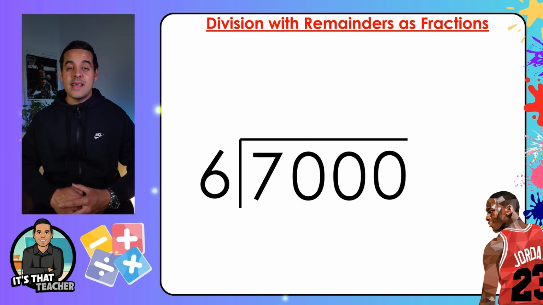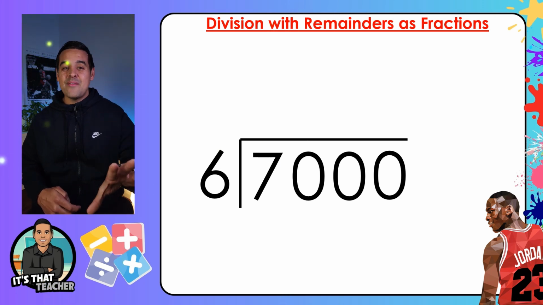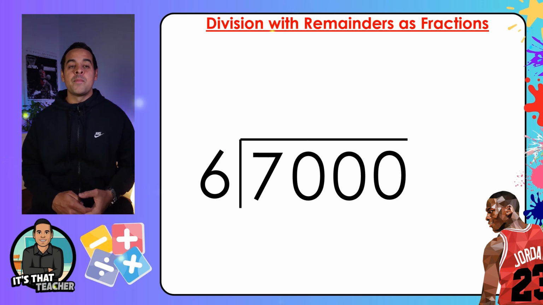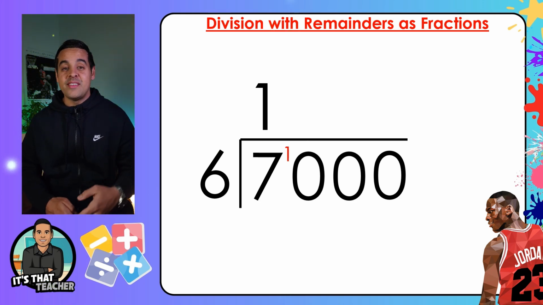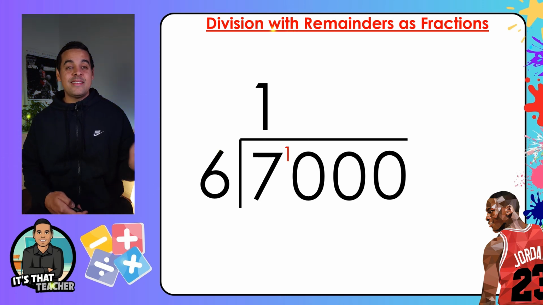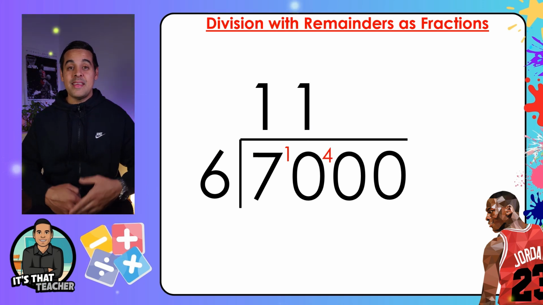Finally, we're gonna do one more example, then I'm gonna give you some questions. So, 7,000 divided by 6. Now, how many 6's can fit in 7? That would be 1. Now the 1 goes in front of the 0, creating 10. How many 6's can fit into 10? That would be 1, remainder 4, the new number is 40.